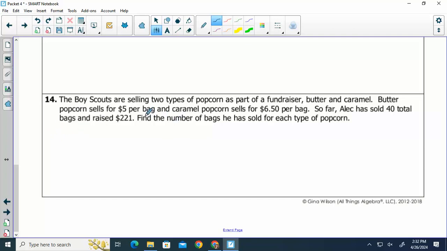So I'm trying to find the number for each type. So those are my variables. So x could be the number of butter. y could be the number of caramel. Okay, so far so good? Now, if he has sold 40 bags, what would my equation be? What did you say?